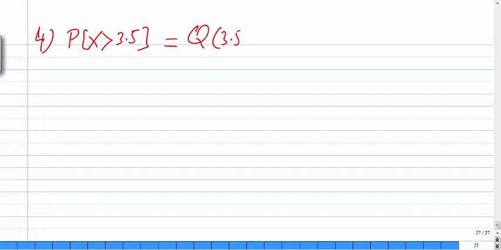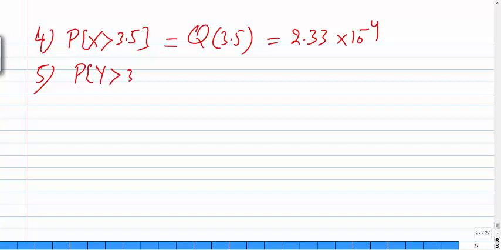Now what is the next part? The fourth part: what is the probability that x is greater than 3.5? For greater than 3.5, again we can use this for x, so it becomes Q of 3.5. Now we have to use Table 3.2. When we use that, it becomes 2.32 times 10 raised to minus 4. Now question number 5: what is the probability that capital Y is greater than 3.5?